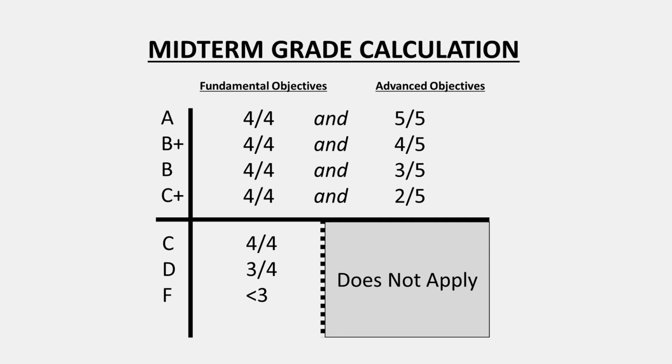Once you have mastered the 4 fundamentals, you have an opportunity to earn a higher grade. So for example, by the time we've finished the midterm, we will have covered 5 of the advanced objectives. And so if you have mastered all 4 fundamentals, then we turn to the advanced objectives and see how far your mastery extends. So if you've gotten 2 out of 5, then you have a C+. If you've gotten 4 out of 5, you have a B+. And if you've mastered all of the objectives at midterm, fundamentals and advanced, you have an A.